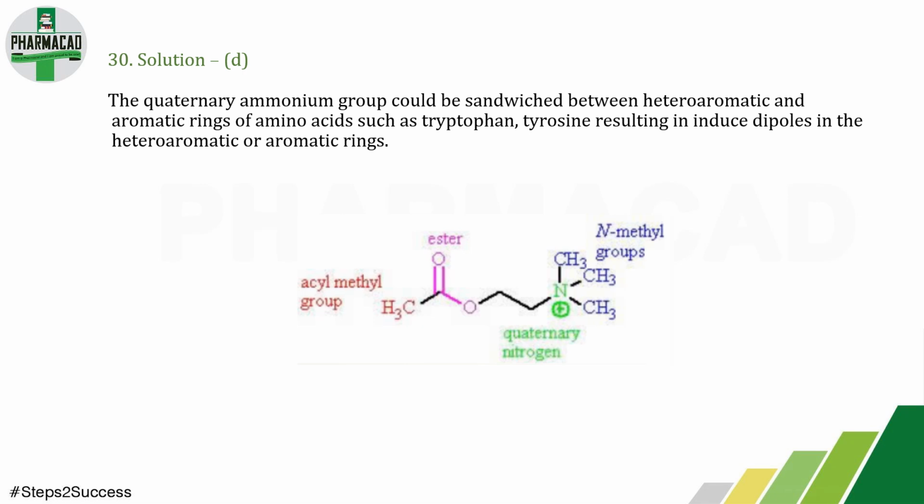So the quaternary ammonium group could be sandwiched between the heteroaromatic and aromatic rings of amino acids such as tryptophan, tyrosine, resulting in induced dipoles in the heteroaromatic or aromatic rings. Hence the correct option here, for the interaction which is shown by means of induced dipole-dipole, it is the quaternary ammonia head which is responsible. So the correct option is D.